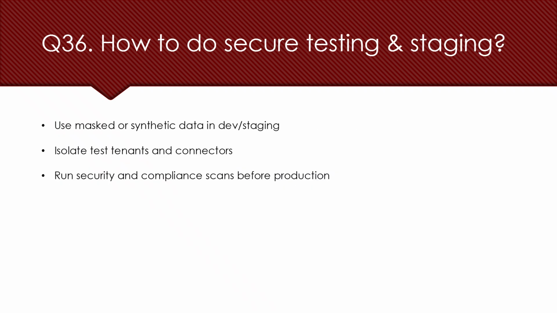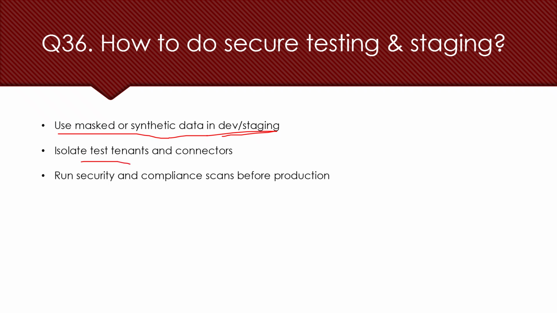Question number 36. How to do secure testing and staging. Testing the agents with real production data is very, very risky. So we have to use sanitized or synthetic datasets for development and QA. Whenever necessary, use subset data with strict access controls. So these are the different options. We have to use masked synthetic data in Dev and Staging. We cannot directly use the production data.